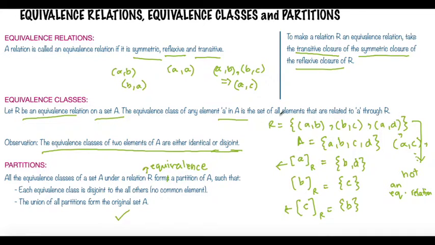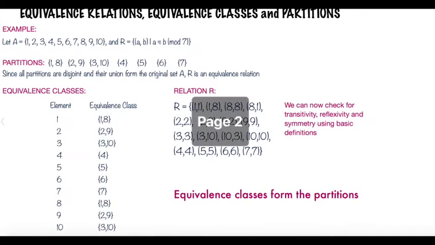Okay, so let's illustrate this with the help of two examples. Now we have the first example. We have A equal to all integers from 1 to 10, and the relation R is such that a is congruent to b modulo 7. What does it mean? That 7 divides a minus b.